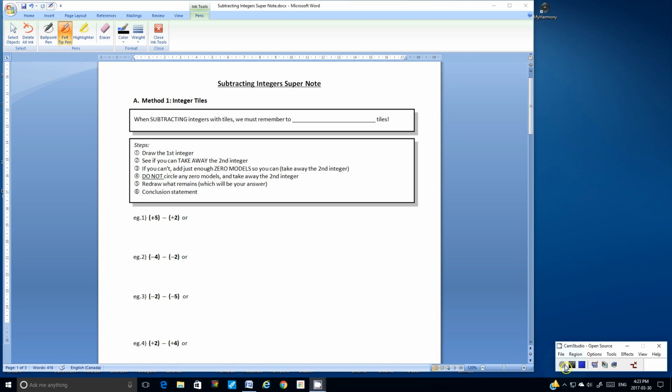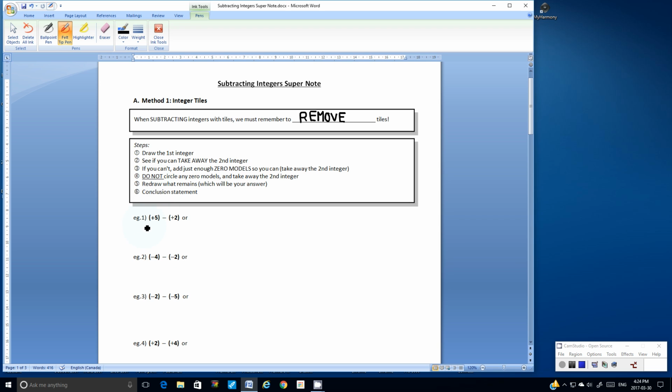Okay, let's begin. When subtracting integers with tiles, we must remember to remove tiles. Now, when we're using tiles for subtraction of integers, it is a completely different method from when we use tiles for adding integers. So I want you to leave all of your knowledge of adding integers aside for the moment. Okay, so these are the steps. Rather than read them through now, we're going to revisit them as we work on the questions.